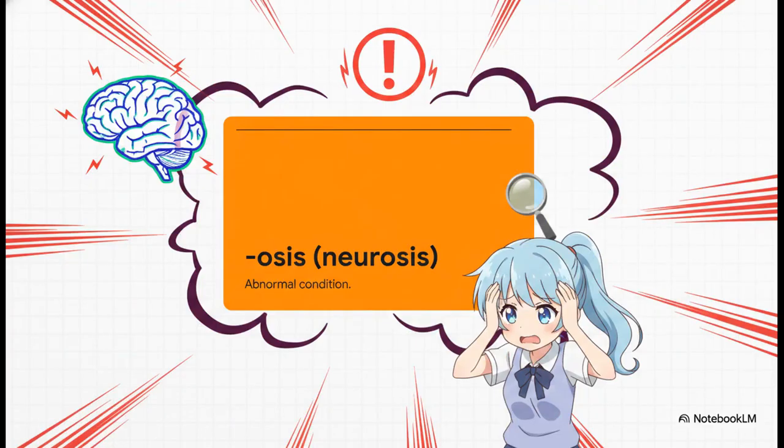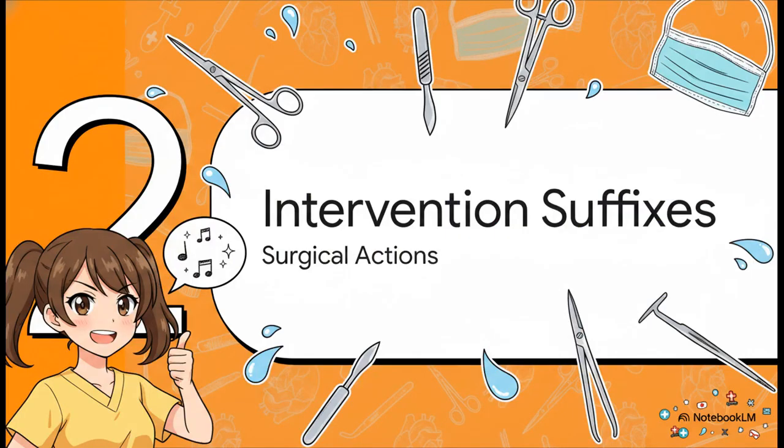Wrapping up our pathology suffixes is osis. This is a really important one because it directly indicates an abnormal condition. So the crucial takeaway here is that when we apply this to the nerves, we get the term neurosis, an abnormal condition of the nervous system. Osis is your big red flag that something in the body is in an abnormal state. Lock that one in. Section 2.